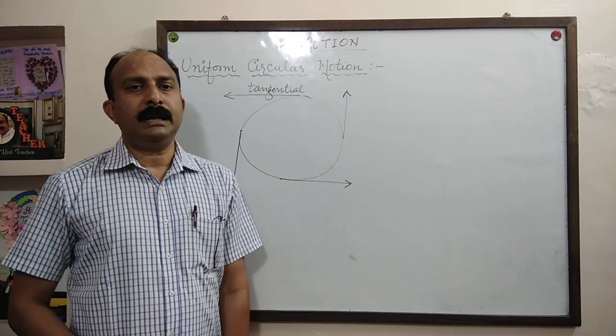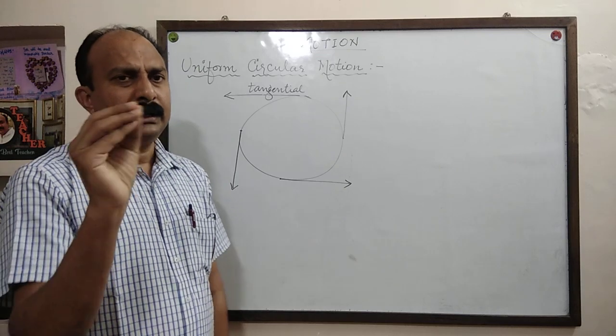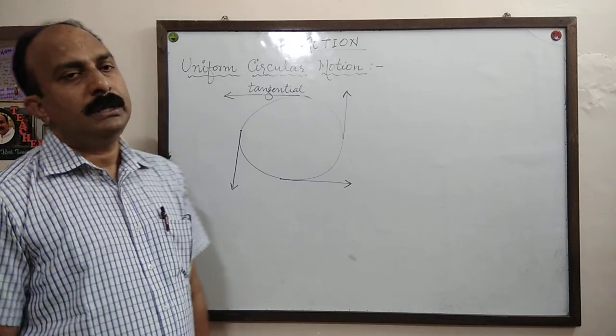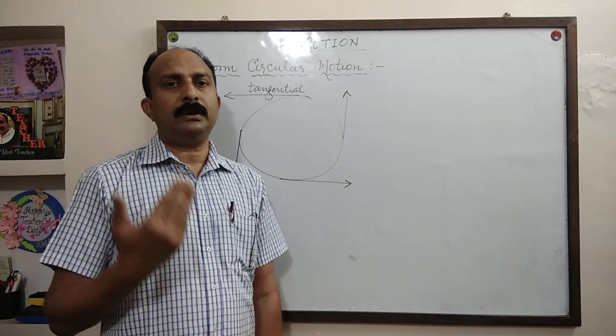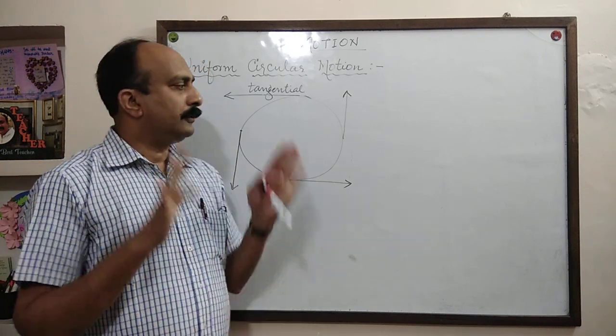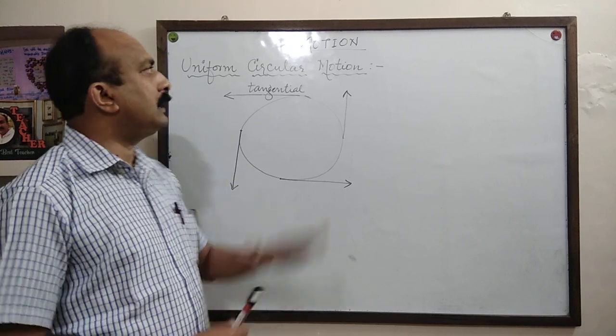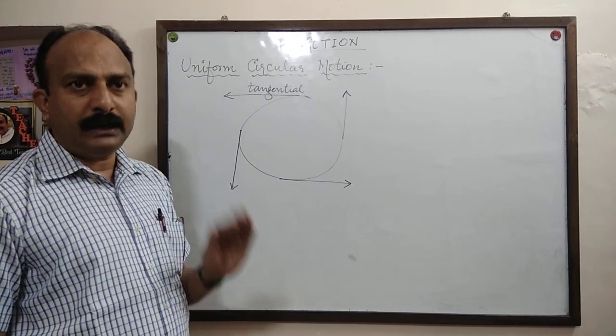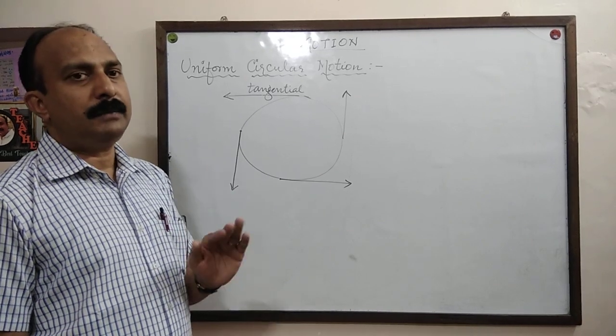So in class 9, this is only the beginning of uniform circular motion. You will study more about circular motion in higher classes. So that is the end of your first chapter, motion. I hope the topics are clear to you. If you have any doubt, you can ask me in the comment box.